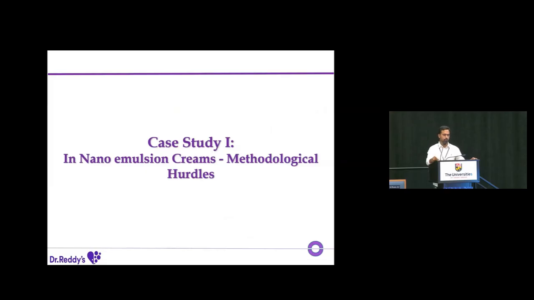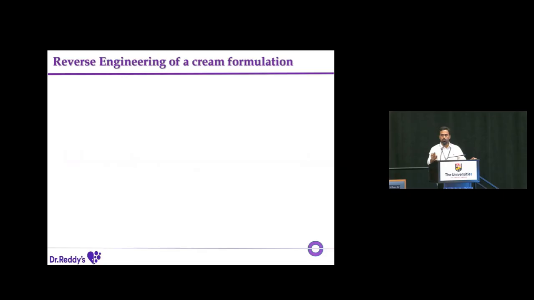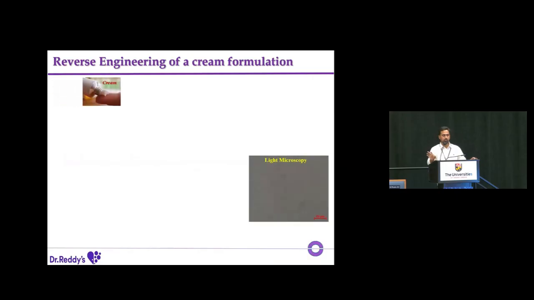So let me go through case study one. The data is coming from our lab, mostly what we generated. Before going to the globule size distribution, let me address what a lot of people discussed about the orthogonal techniques. I'll present what I understand about this product from all the orthogonal techniques. Yes, this is a cream formulation.